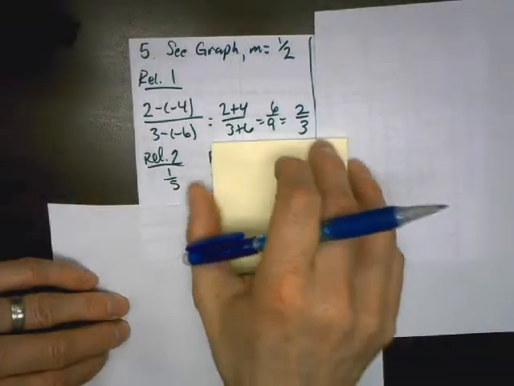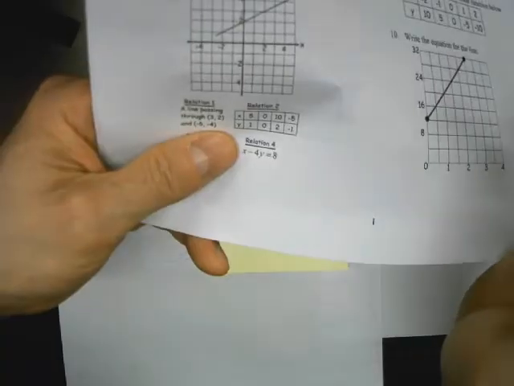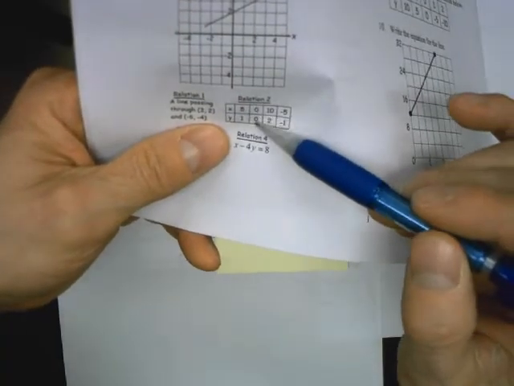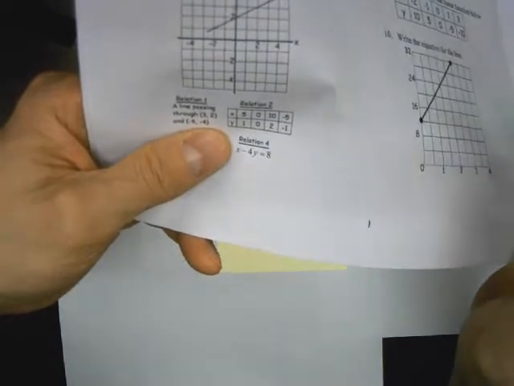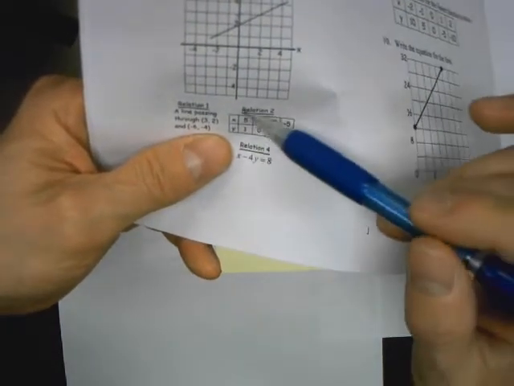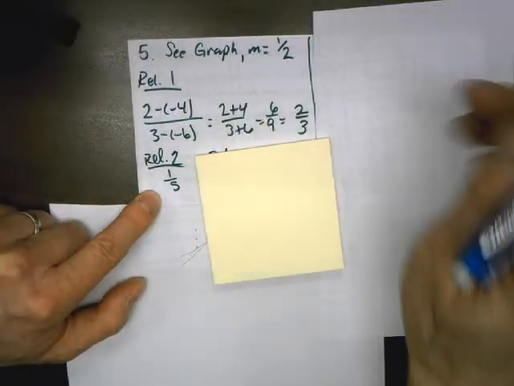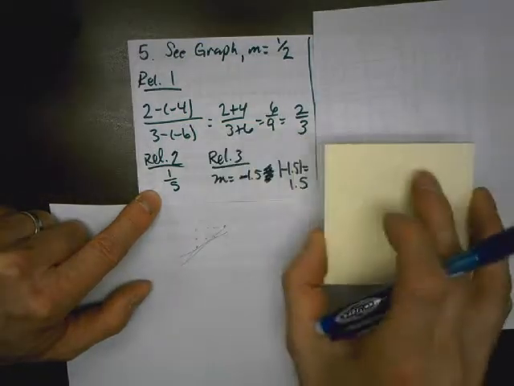Relation 2. I can just look at it and see that I can do the same thing that I did in the last one. However, I see that I have the origin, or 0, 0, and a line that goes through 0, 0 is proportional. So I just pick any point. I'll pick that point 5, 1. I put y over x, and I get a slope of 1/5. 1/5 is less than 1/2, so that is not steeper.